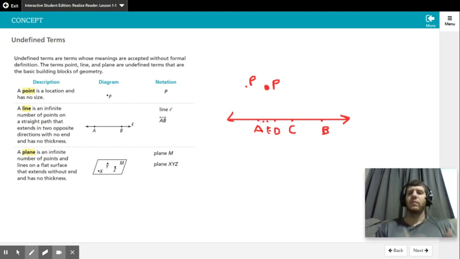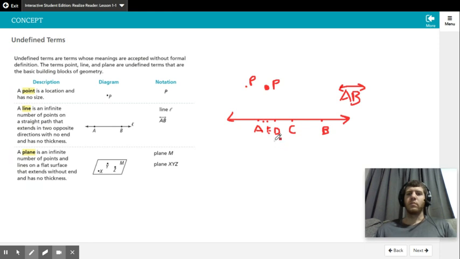So we have an infinite amount of points because remember, a point has no size. It's just a location, so you can always add another point in between two other ones. So we have an infinite amount of points stretching out in two opposite directions. That is a line. Okay, to name a line, you pick any two points on the line. So we have A and B on this line, and then we put the line symbol over top.